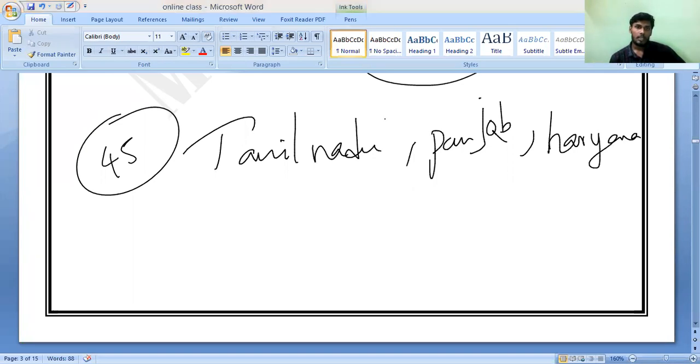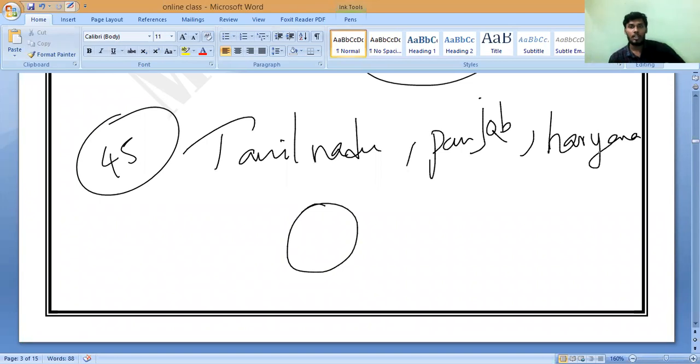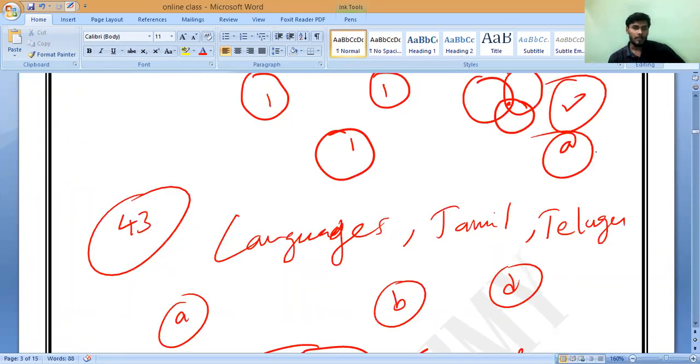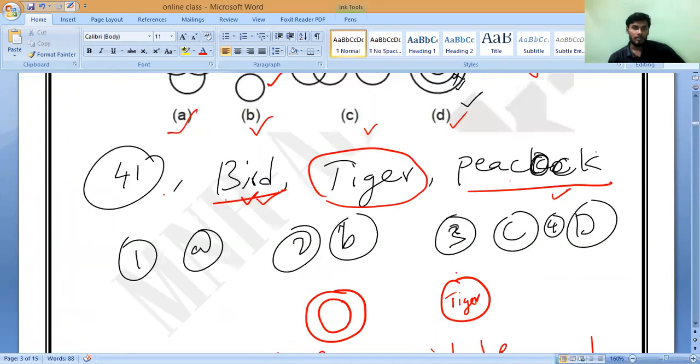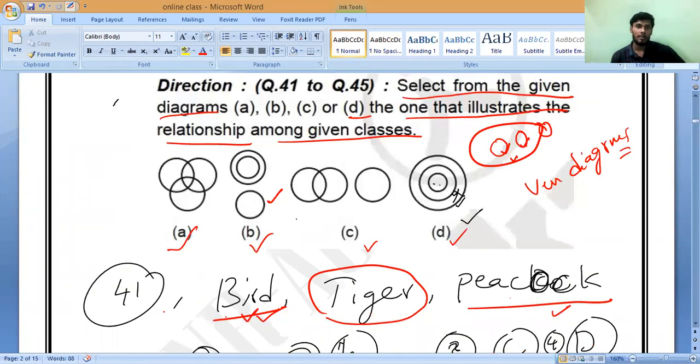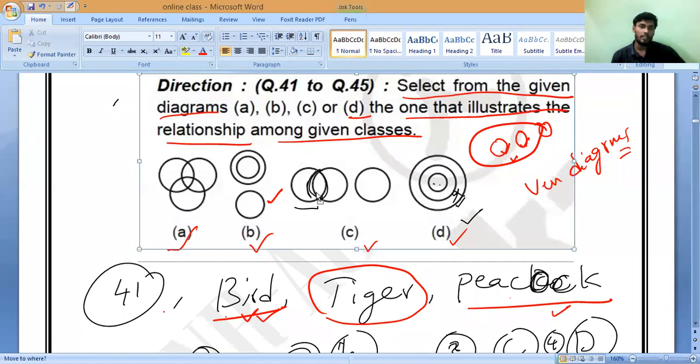Yes, option C. Because Tamil Nadu is a separate state, but Punjab and Haryana both have a common capital city. Do you understand? Both belong to the same capital, so they have a common point between Punjab and Haryana. Their capital city is the same. Do you notice it? What is the capital city of Punjab and Haryana?